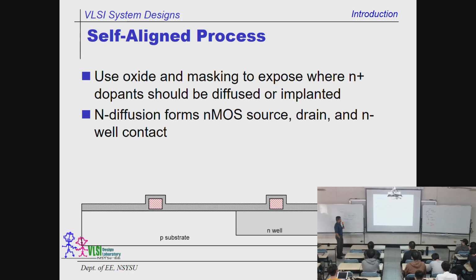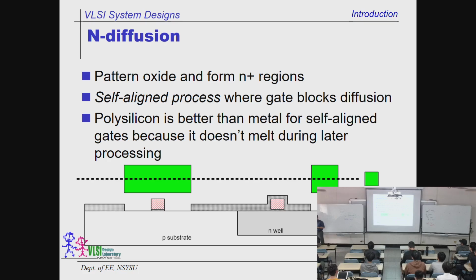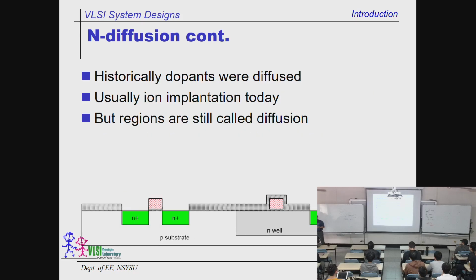So these are oxide and masking. You expose where the N+ dopants should be diffused and implanted. Okay, this is how it's done. All right, now we need the N diffusion to grow the N transistor. So we have to punch 2 holes over there, and then bombard with the material. We need a well tap over here. It's a self-aligned process. Polysilicon is better than metal for self-aligned gates because it does not melt during the later process. So this is what happened. This is what we get after N diffusion is done.